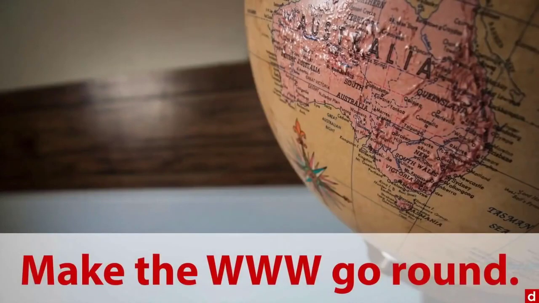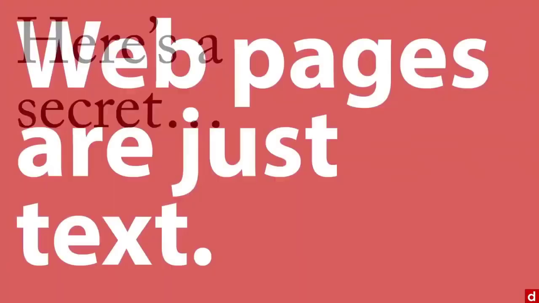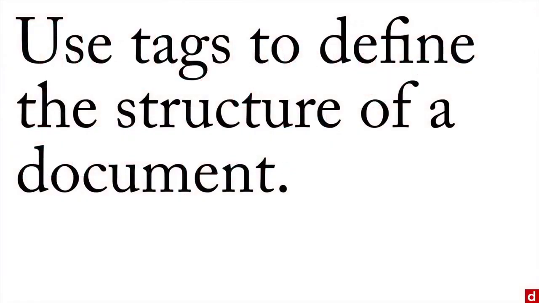When you're coding in data science, one of the most important things you can do is be able to work with web data. And if you work with web data, you're going to be working with HTML. Now, in case you're not familiar with it, HTML is what makes the World Wide Web go round. What it stands for is Hypertext Markup Language. And if you've never dealt with web pages before, here's a little secret: web pages are just text. It's just a text document, but it uses tags to define the structure of the document, and a web browser knows what those tags are and displays them in the right way.